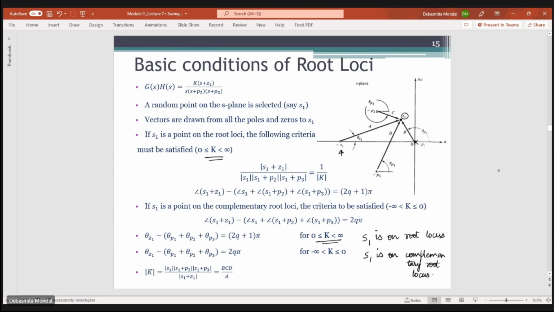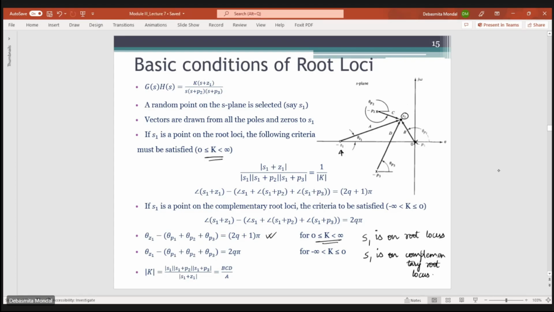Once this angle criteria is satisfied, that means this point S1 is lying on the root locus. Now in the second step, we have to find out the value of K for which S1 is lying on the root locus. And how to find that? For that we need to use the magnitude criteria. The magnitude criteria is the magnitude of S1 plus Z1 divided by the magnitudes of S1 plus P1, S1 plus P2, S1 plus P3.